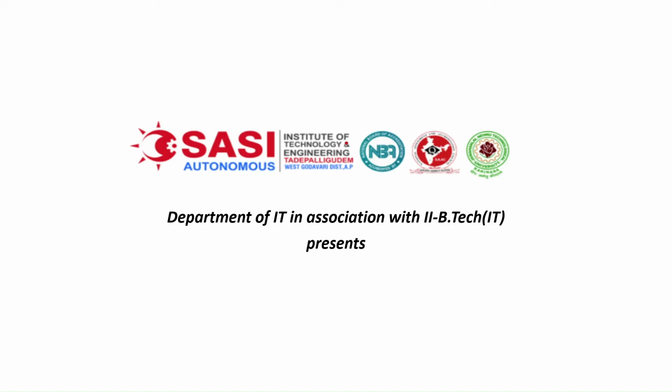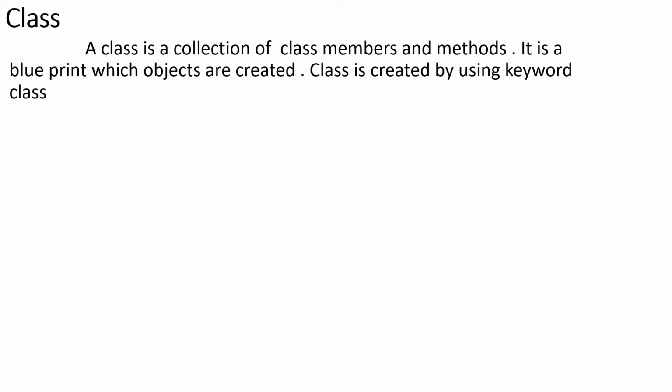In this session, I am happy to discuss class and object in Java. So let us see the definition of the class. A class is a collection of class members and methods. It is a blueprint from which objects are created. A class is created by using the keyword class.